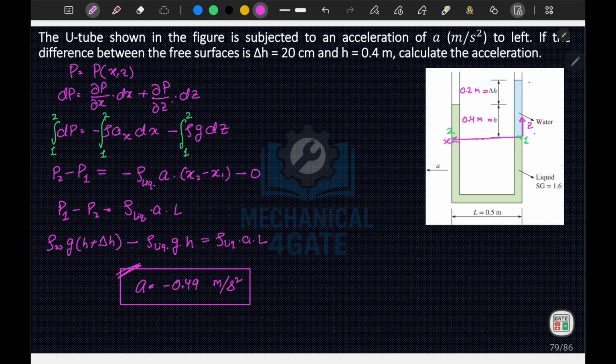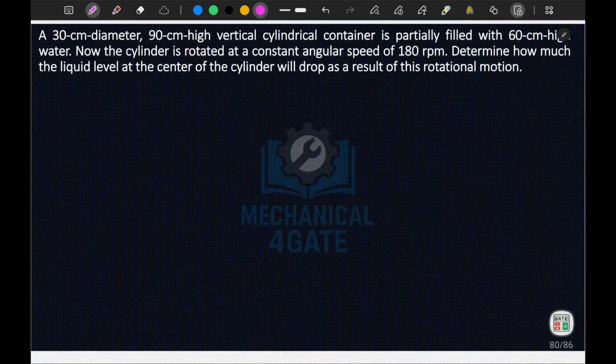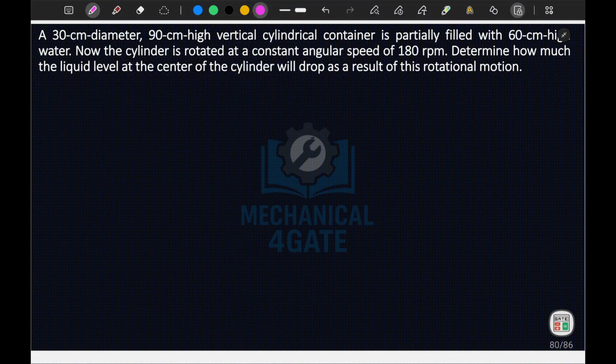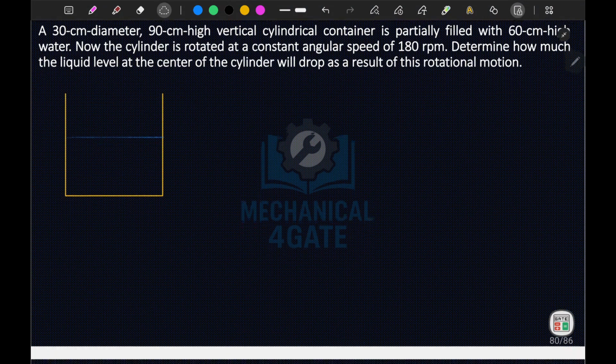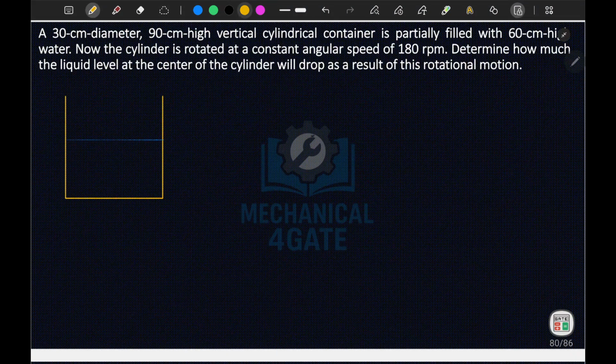Now we will move to our next question. So in this question, here is your vertical cylinder, okay. So your diameter is d and is equal to 0.3 meters, okay, and your height of vertical cylinder, h is equal to 0.9 meter. This is your height.